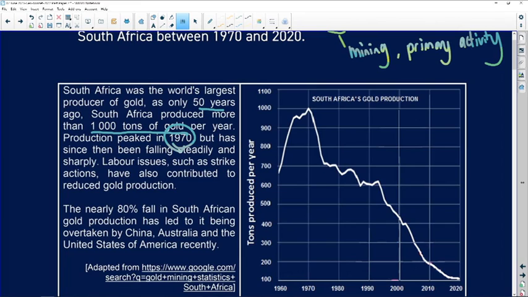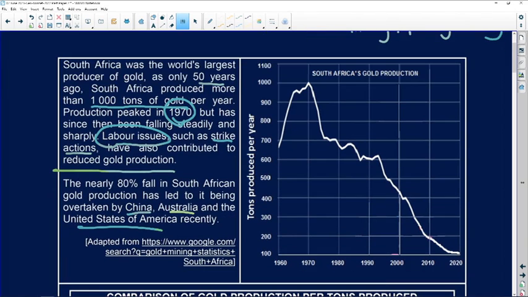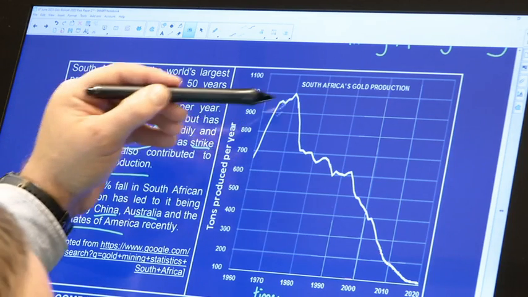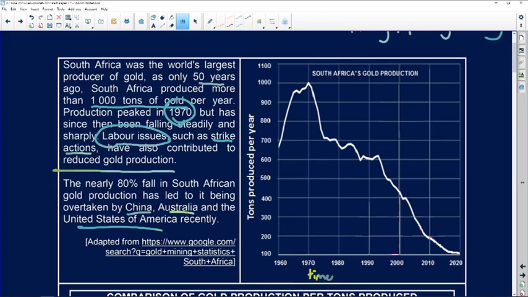Now, the biggest concerns are labor issues that we experience, strike actions, which reduced gold production. The nearly 80% fall in South African gold production has led to it being overtaken by China, Australia and the United States. So they produce more than us. As you can see on this graph, there's a timeline from 1960 up to the year 2020. We can see that the tons produced has decreased steadily over the years.